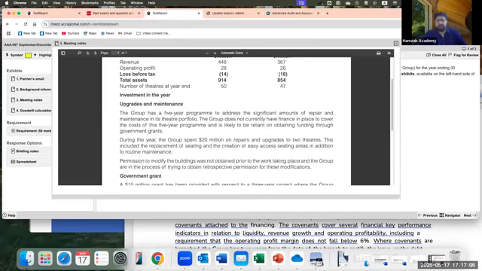The group has a 5-year program to address the significant amount of repair and maintenance in its theater portfolio. The group does not currently have finance in place to cover the cost of this 5-year program and is likely to be reliant on obtaining funding through government grants. During the year, the group spent 20 million on repairs and upgrades to 2 theaters. Now, if you have read this statement, what should come to your mind? Risk of material misstatement. Which one? Tell me.